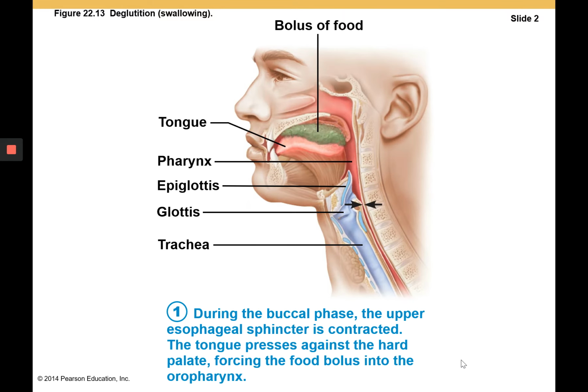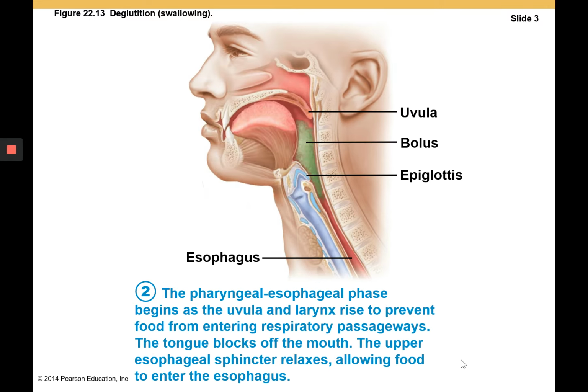So during the buccal phase, the upper esophageal sphincter is contracted, meaning that food would not immediately go from the pharynx into the esophagus. We would need dilation of that upper esophageal sphincter. The tongue, though, would be pressing the food mixed with saliva to your upper palate, and it would specifically be pushing more against your soft palate, and it's going to be forcing the food into your oropharynx.